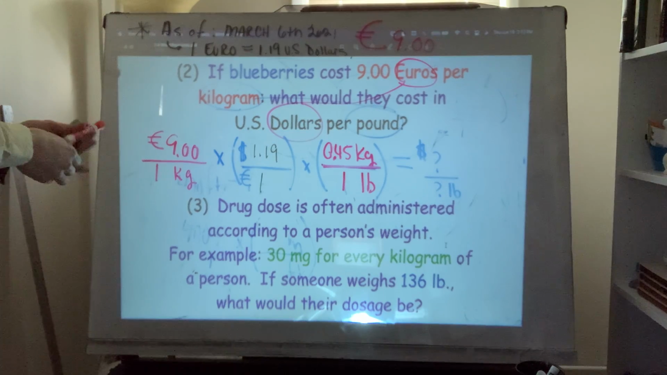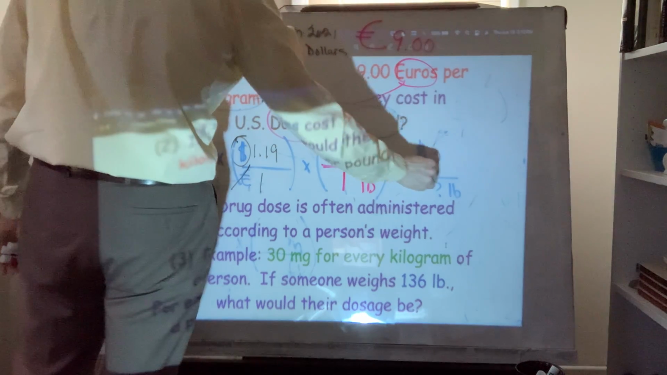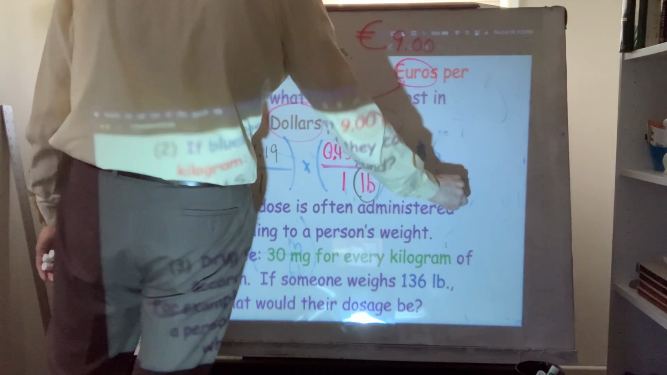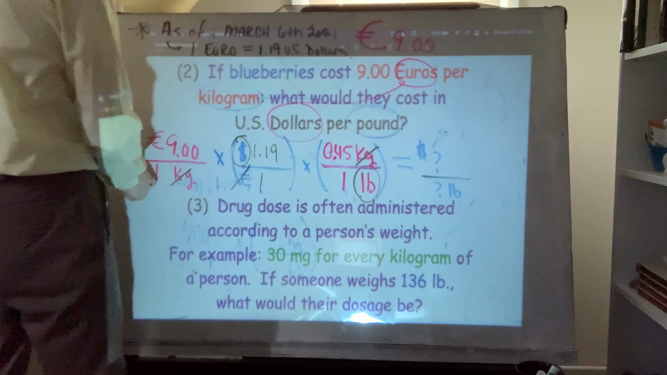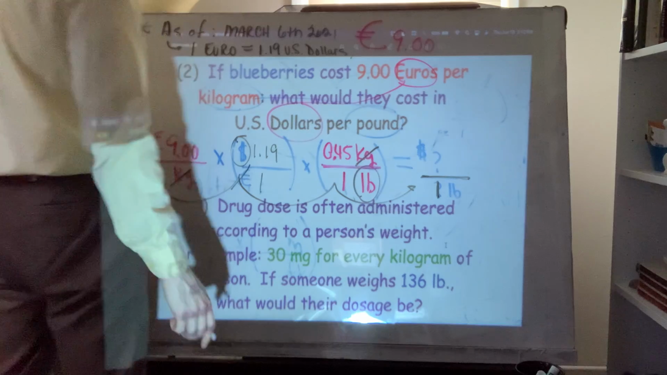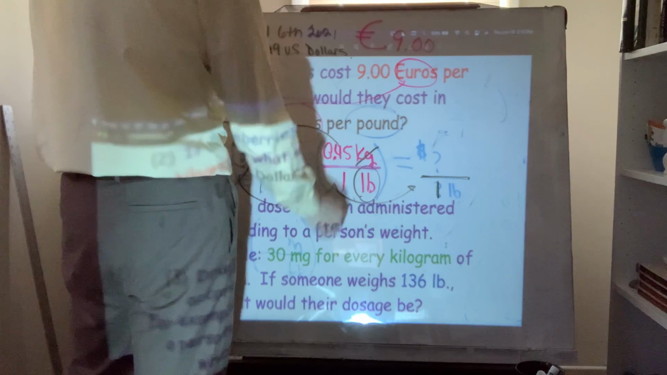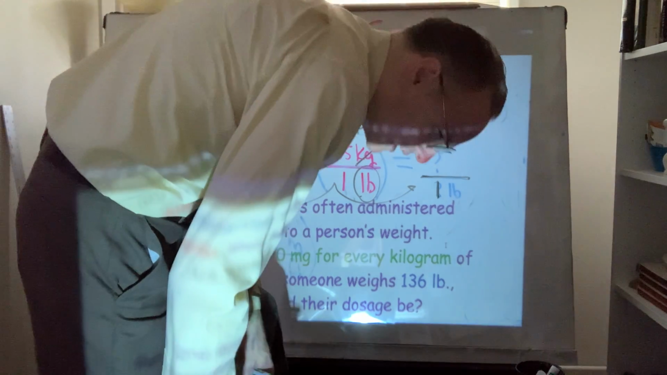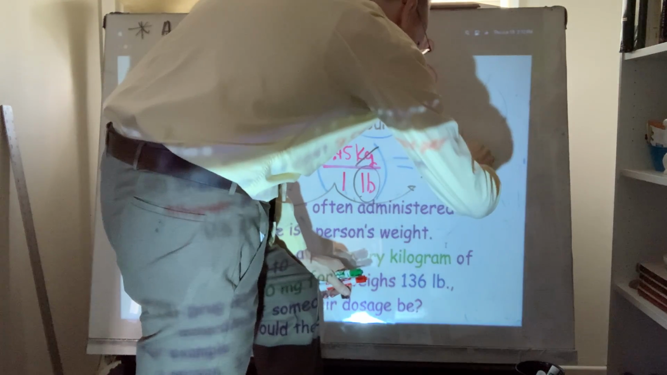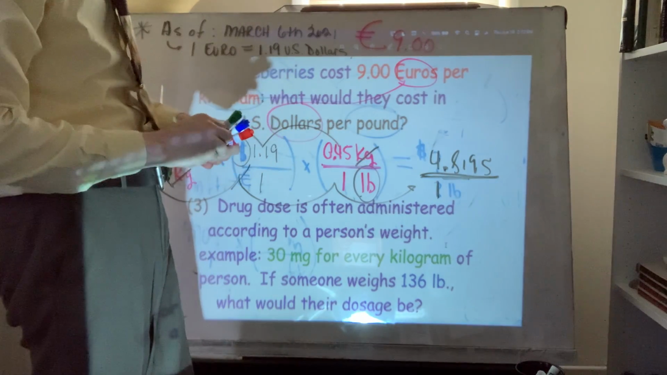All right, now this is rigged to go. Euro would be canceled by euro. Dollar would be left over, which is what we want above the line. Kilogram would cancel kilogram. Pound would be left over below the line. Right. It is down here 1 times 1 times 1, so you don't really need to worry about it per pound, 1 pound. And then it would be 9 times $1.19 times 0.45. Right. In which case, you should get this 4.8195.